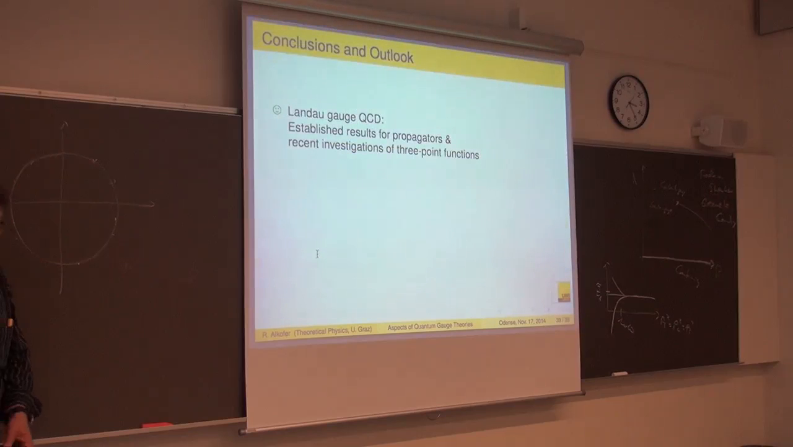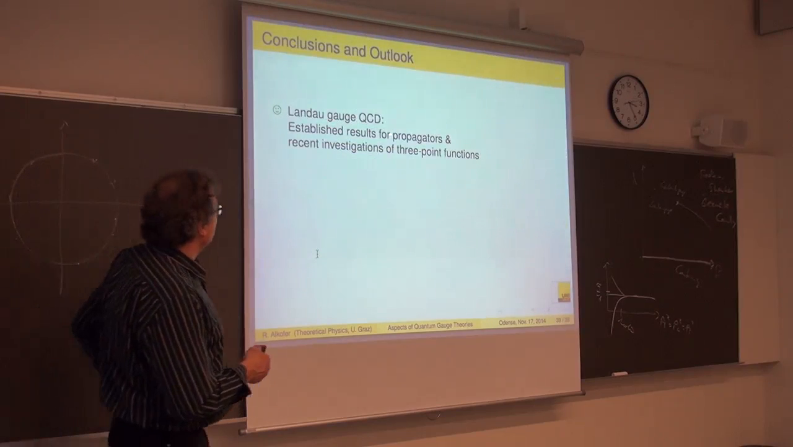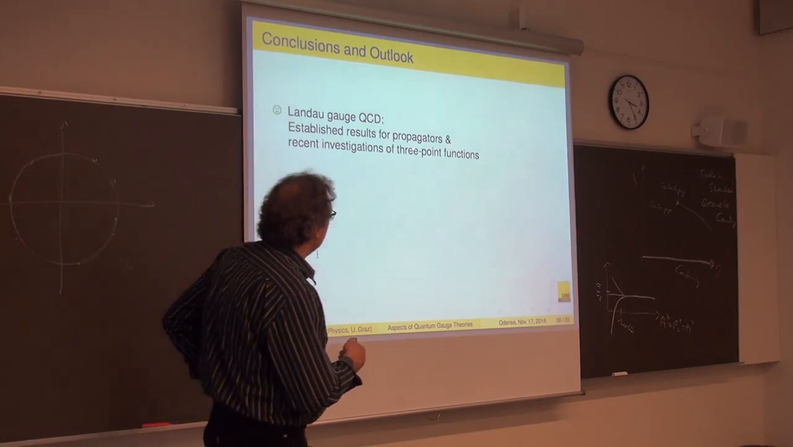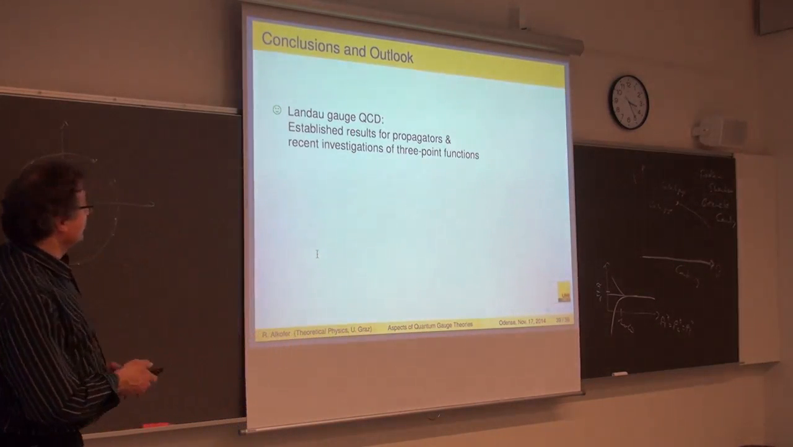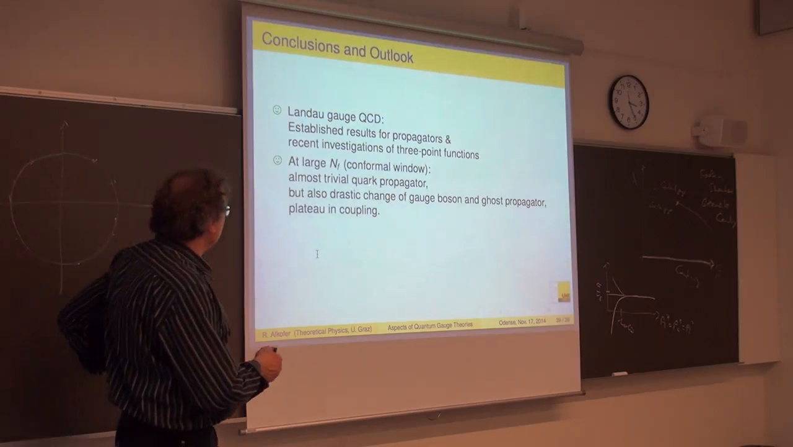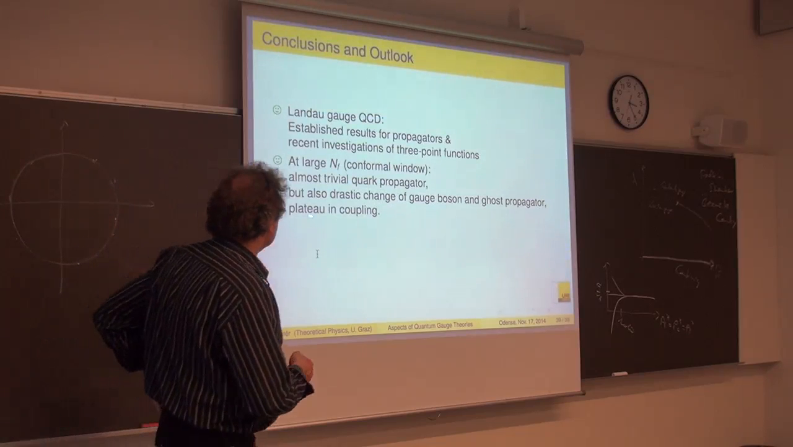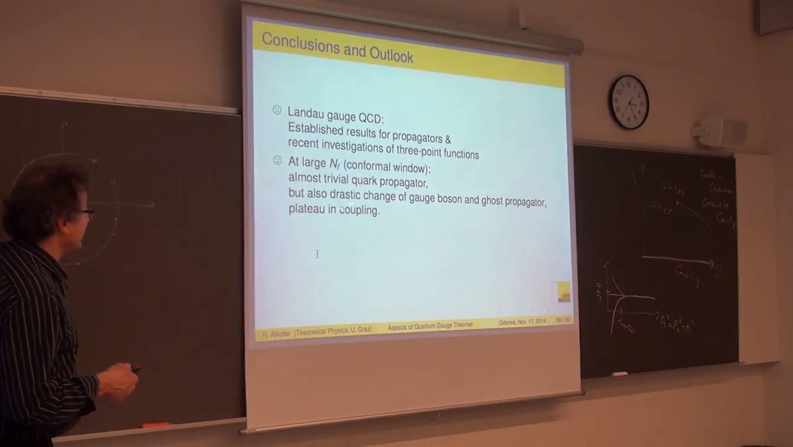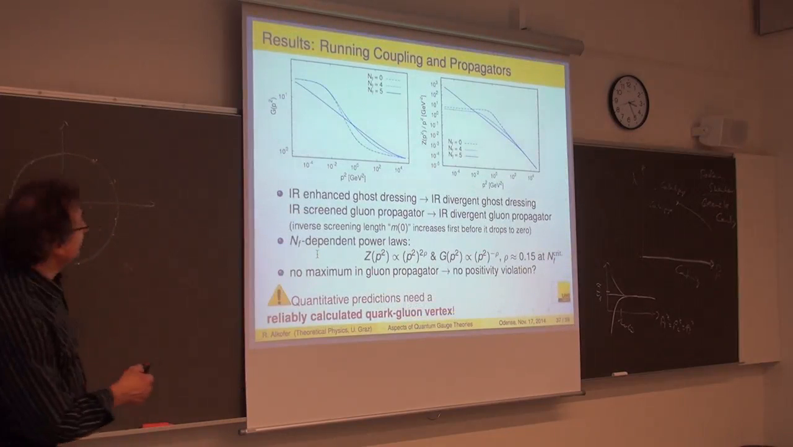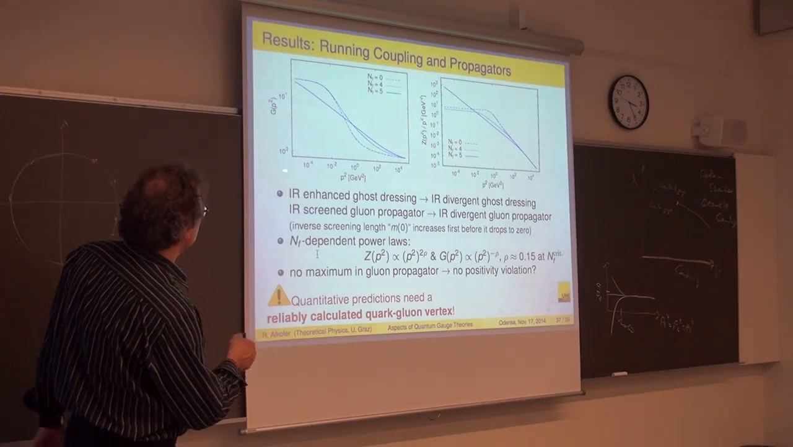Good. So let me simply summarize what I showed you. In Landau gauge QCD, we have established results for propagators and recent investigations of 3-point functions, and they really justify our basic ideas of how a quantum gauge theory should be defined in the non-perturbative domain. If we increase NF, we find an almost trivial quark propagator, but also drastic changes of gauge boson and ghost propagators. We find a plateau in the coupling over several orders of magnitude. I guess that's something I should have really pointed out. From here to here, it's 10 orders of magnitude in p squared. So it really covers a multi-scale problem.